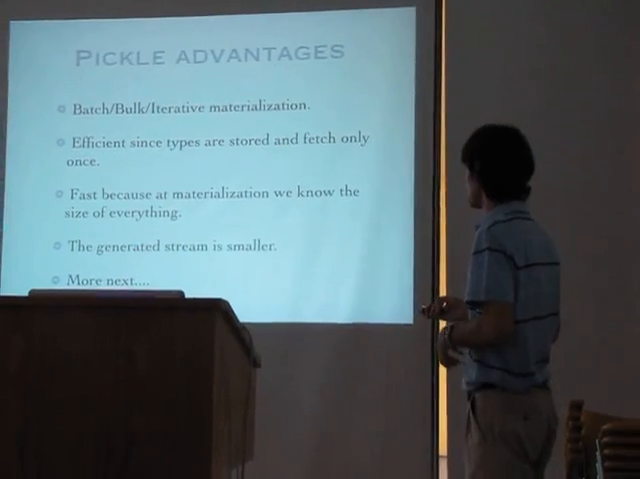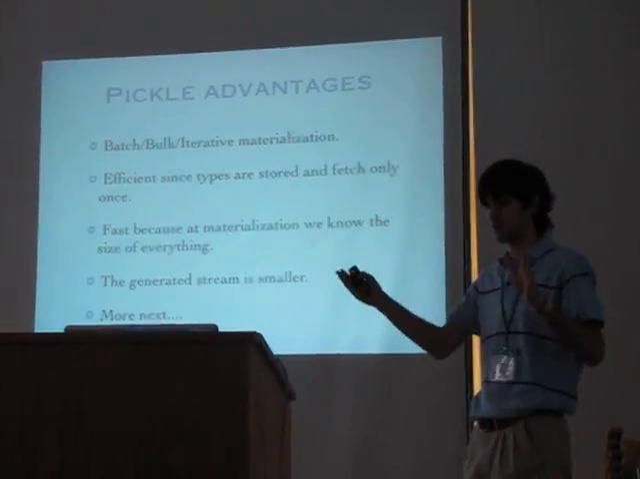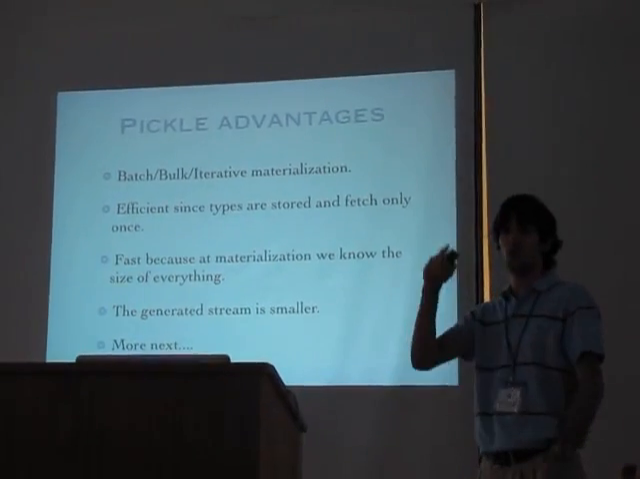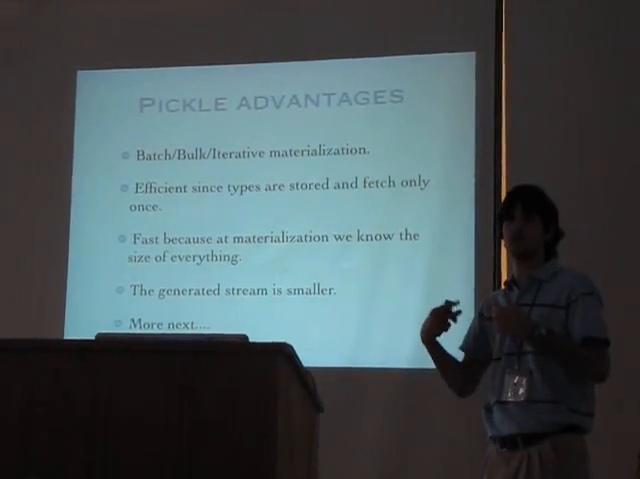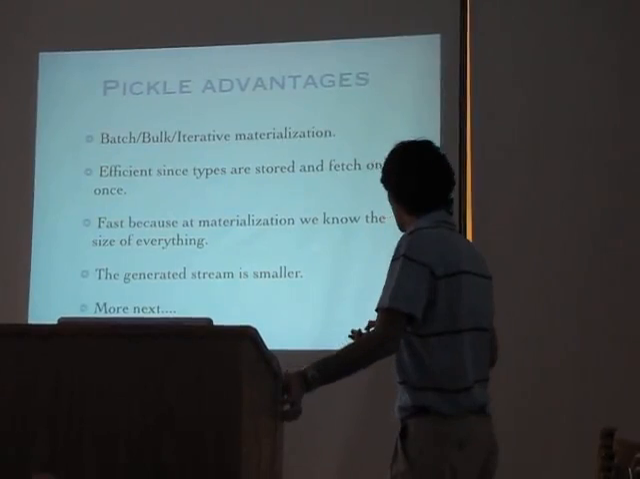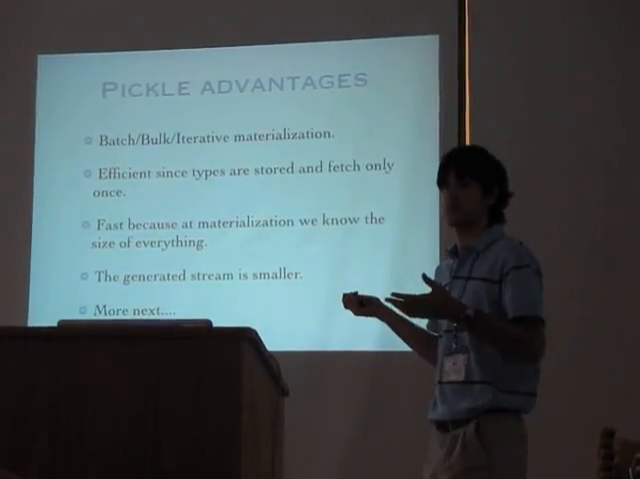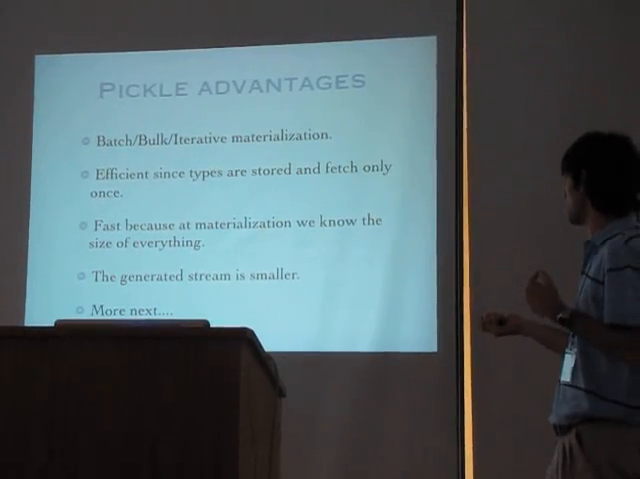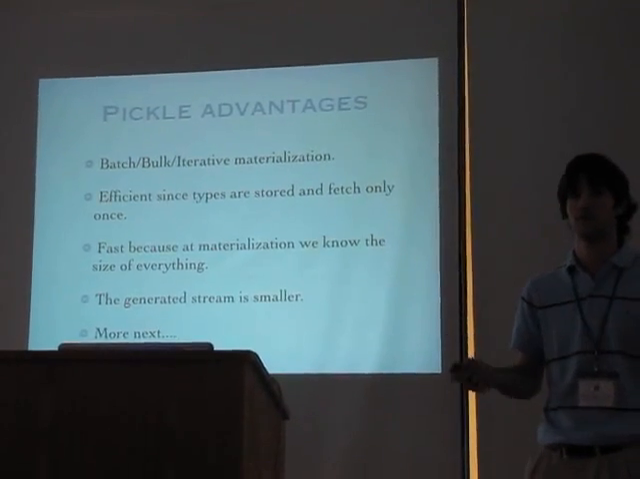Another thing is that we store the sizes of everything. So for example, we store the amount of clusters, and we store the amount of instances inside each cluster. We can do all loops from 1 to n. So we know in advance all the sizes. It's extremely fast to loop. And of course, the generated stream is smaller because we don't encode the types for every object. We encode it only once. So this is important when you are sending the stream over a network, for example, where the size of the stream is important.